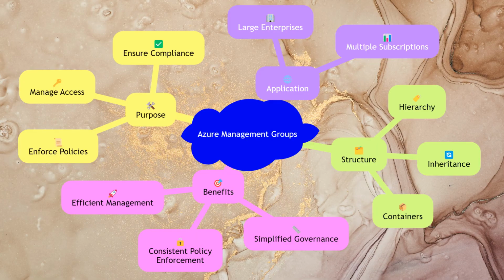Management groups in Azure provide a way to efficiently manage access, policies, and compliance across multiple subscriptions. They are containers that help you organize subscriptions into a hierarchy for unified policy and access management. Management groups allow you to apply policies and RBAC settings at a higher level, which are then inherited by all subscriptions within the group. This hierarchical structure simplifies governance and ensures consistent policy enforcement across the organization. Management groups are particularly useful for large enterprises with multiple subscriptions.